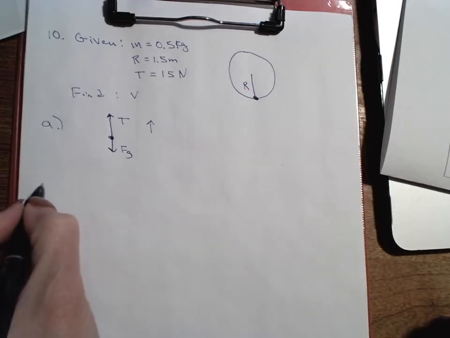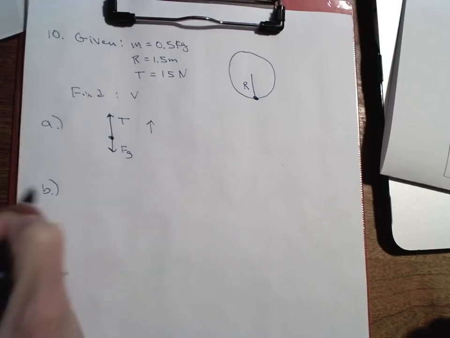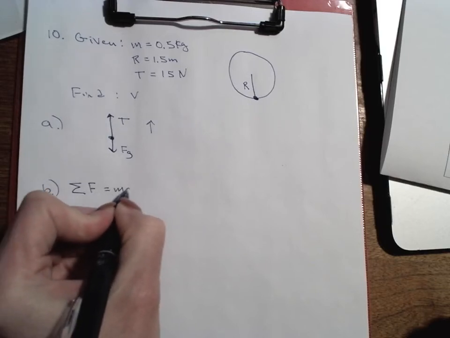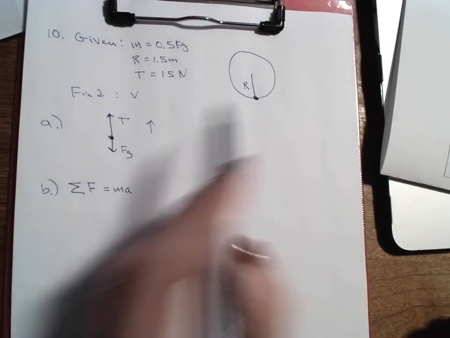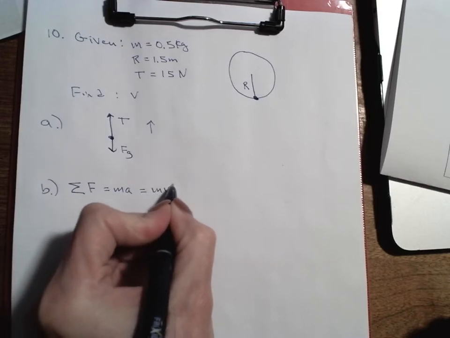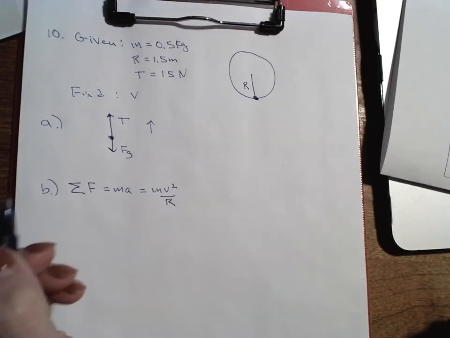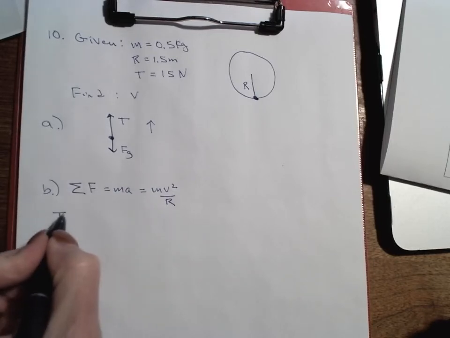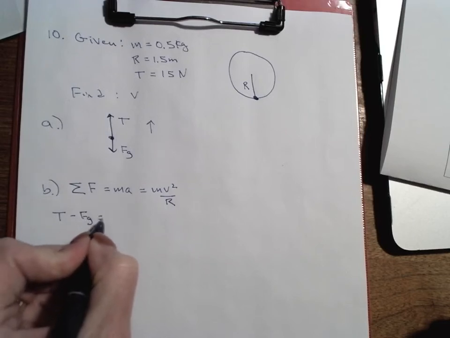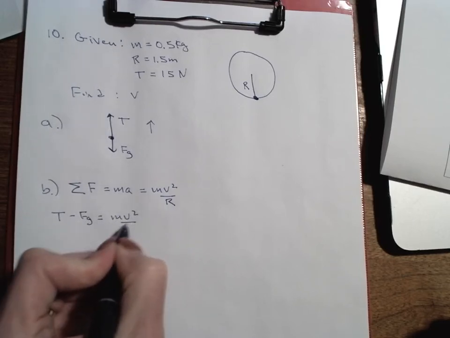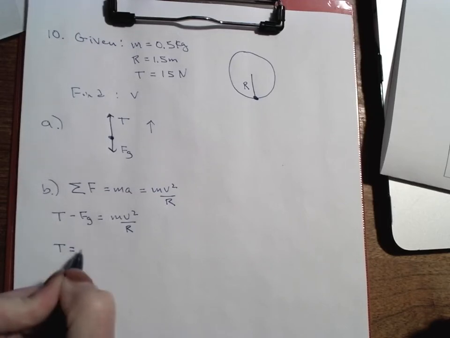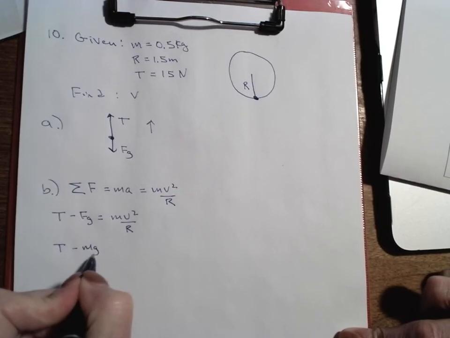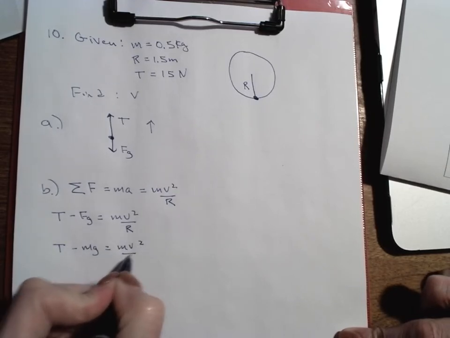So the next thing we need to do is find the speed of the ball. So we need to use Newton's second law. So we're going to do the sum of the forces is equal to ma. And because we're working in a vertical circle, we know that this is equal to mv squared over r. And so what are our components of the forces? Just take them right from our free body diagram. So we're going to say T minus Fg is equal to mv squared over r. We're going to plug in, T minus mg is equal to mv squared over r.